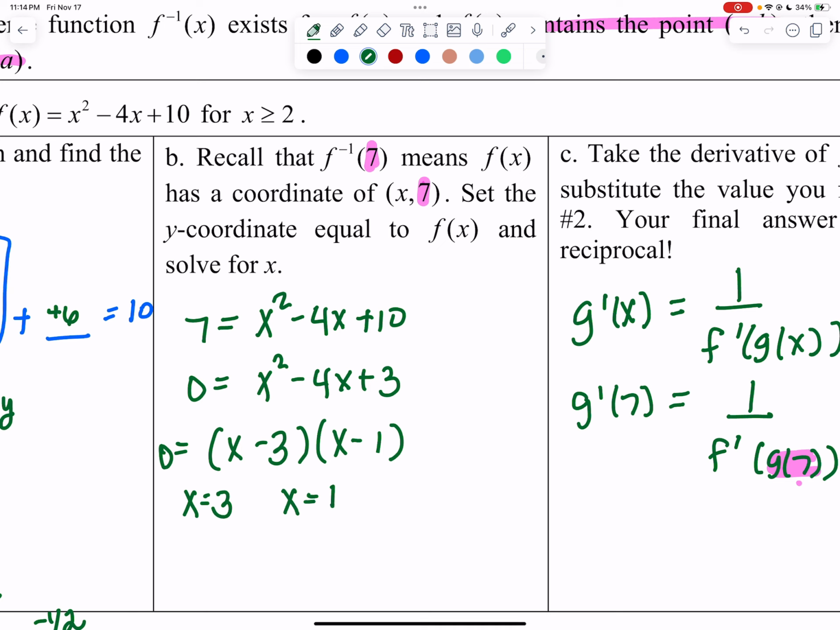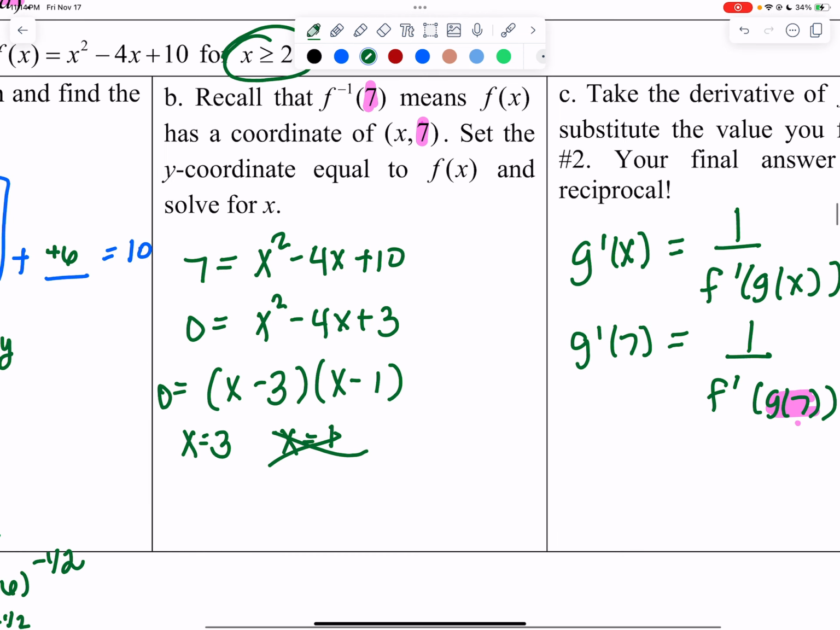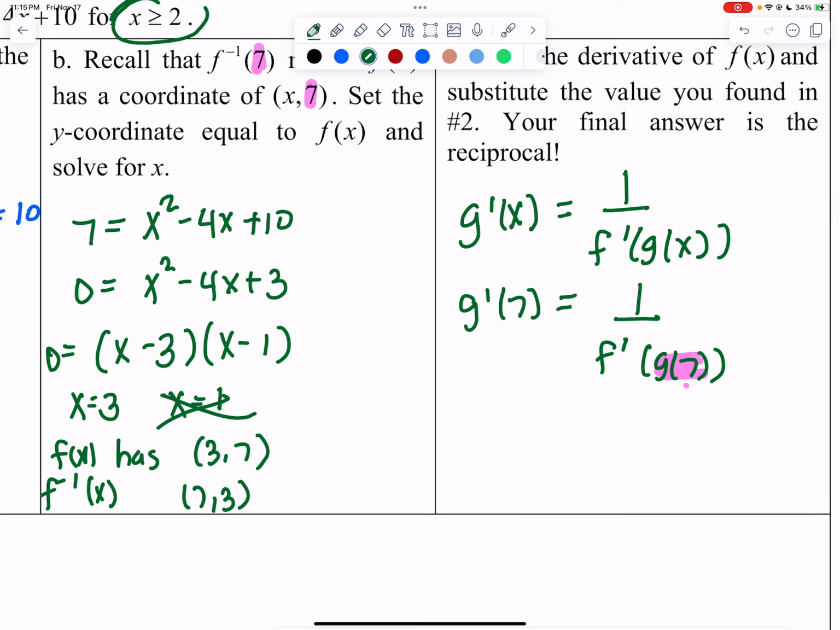and that's also going to give you x is equal to 1. Now you want to pay careful attention to this because my restriction is x is greater than or equal to 2. So 1, I don't care about her. She's irrelevant in this case. So this tells me that f of x has 3 comma 7, which means that f inverse of x has 7, 3, or in this case, g of x. So that's going to tell me that g of 7, or f inverse of 7, is 3.